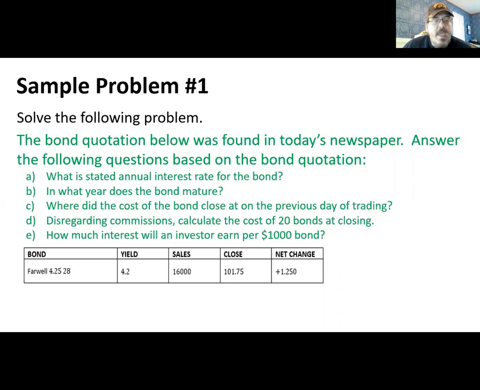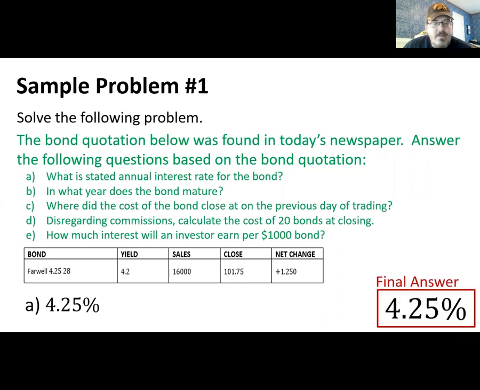And when you want to find the annual interest rate, that is in the title or the name of the bond. It's that second number after the bond name. So in this case, it was Farwell, 4.25, and then 28. 4.25 is the interest rate. Okay, so for part A, fairly simple. The interest rate is 4.25%.